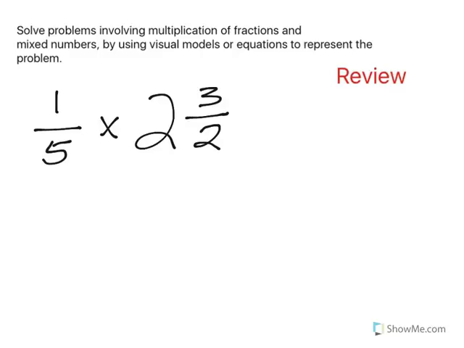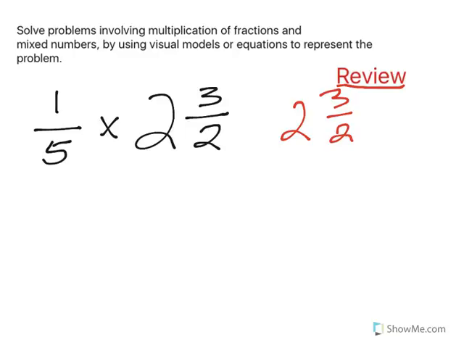For this concept, we're learning how to multiply with mixed numbers. First we have to make this mixed number into an improper fraction so that we can multiply. As a review, which I wrote over here, we're going to show, for some people who don't know, how to make a mixed number into an improper fraction. So our mixed number is 2 3/2.